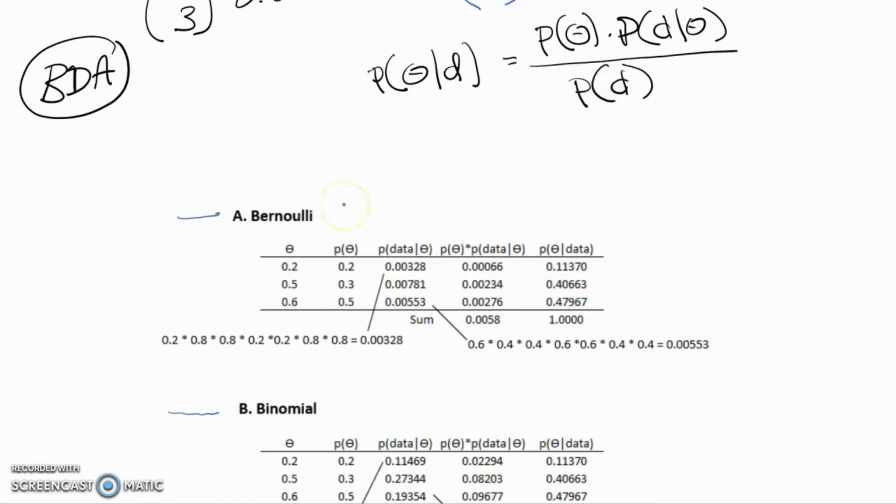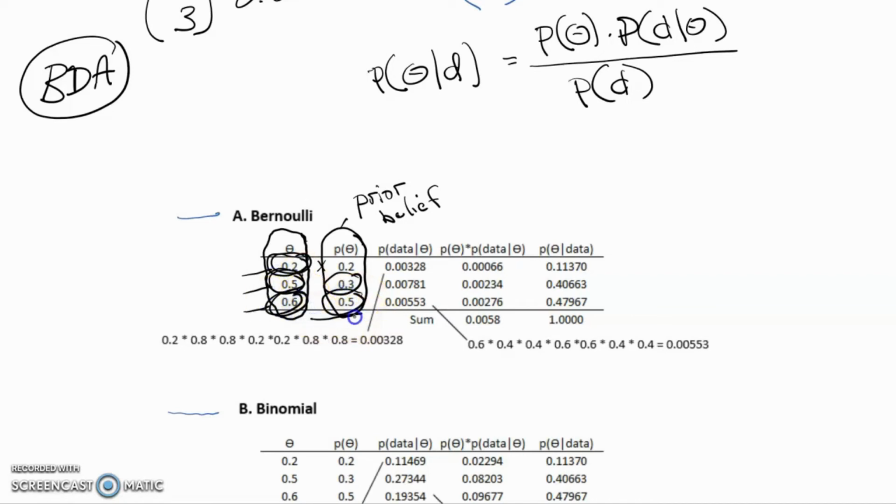And so we're going to go through an example. Let's say we've got a coin and we're not sure what the value of theta is, but we know it's only got 3 possible alternative values: 0.2, 0.5, and 0.6. And P of theta here represents our prior belief about the probability of these actually being the values of theta. So we've got a 20% probability in our minds that theta is 0.2, a 30% probability that it's 0.5, a 50% probability that it's 0.6. These are nice probabilities that add up to 1.0.